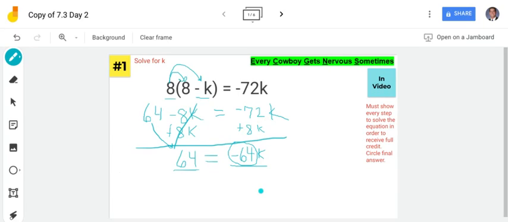Now, is that number 64? To me, it does not look like 64. To me, it looks like negative 64 because of this negative sign in front of the 64. And so if it's negative 64, which it is, I need to divide both sides of the equation by that number right there. So I'm going to divide the right side by negative 64 and the left side by negative 64. When I do that, these negative 64s simplify to 1, and so you're left with 1 times k, or simply k. And k is equal to 64 divided by negative 64, which would be negative 1. So k equals negative 1. Circle final answer.